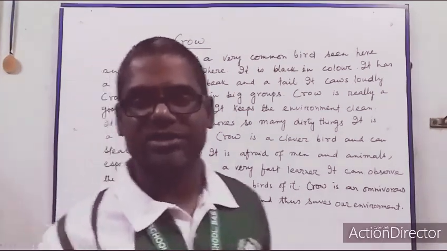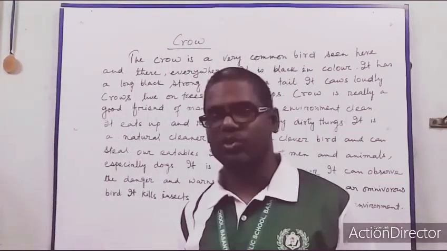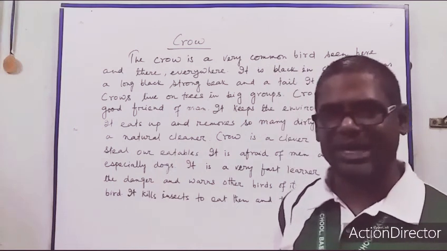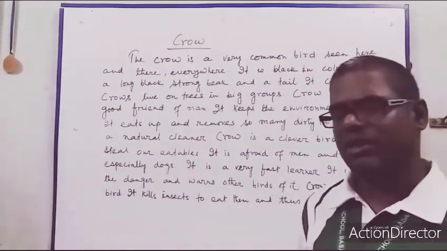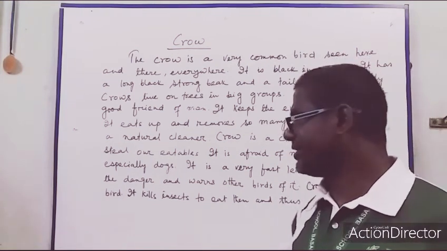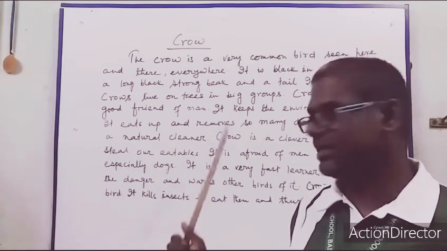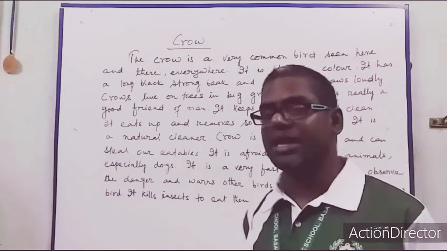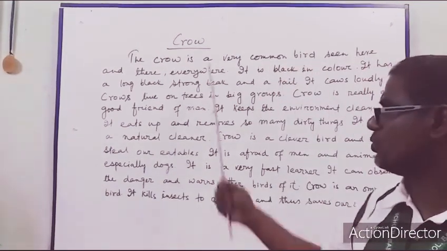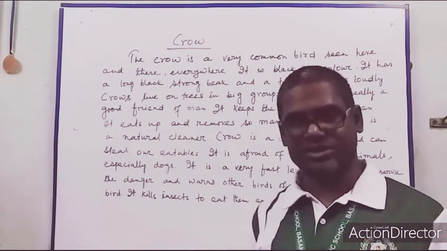Try to write a paragraph of your own in a different way. This is one sample, one example, one model. You can write your own in other words, with different types of sentences. And at the same time, don't write just about the crow. Try to write about other birds as well.